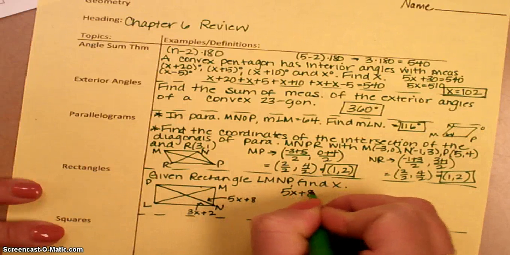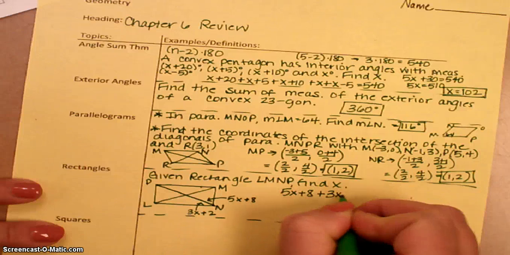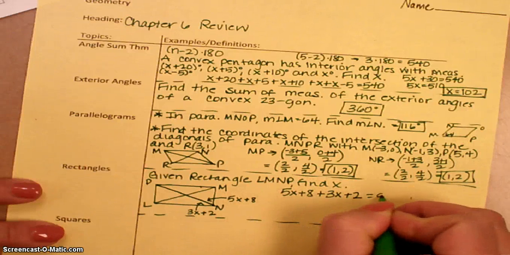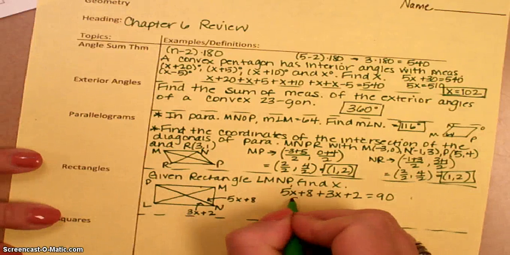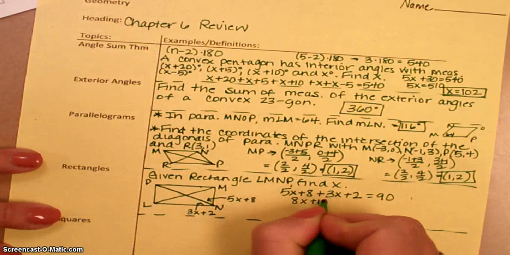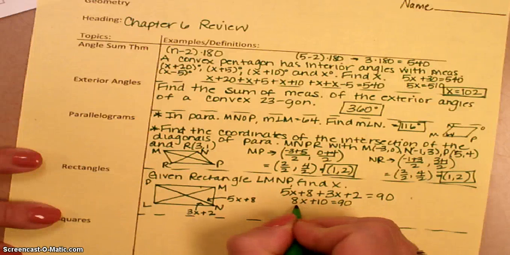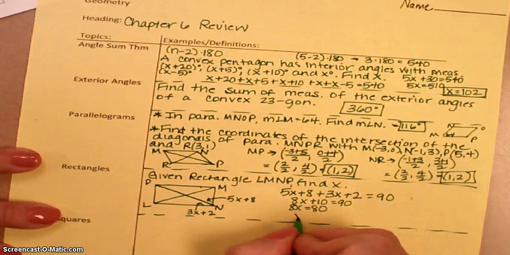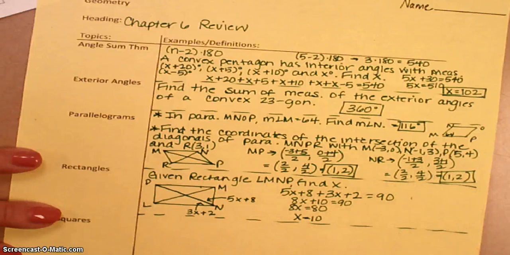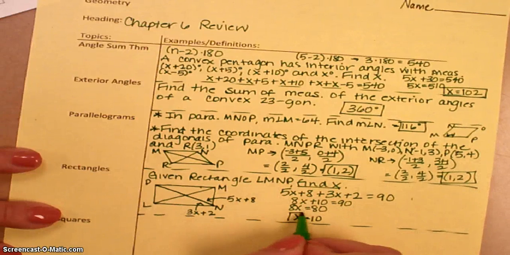5x plus 8 plus 3x plus 2 equals 90. All right, let's combine like terms. We get 8x plus 10. Subtract the 10 over. We get 8x equals 80. Looks like x is 10. And it looks like we're done because it just said find x. Nice.